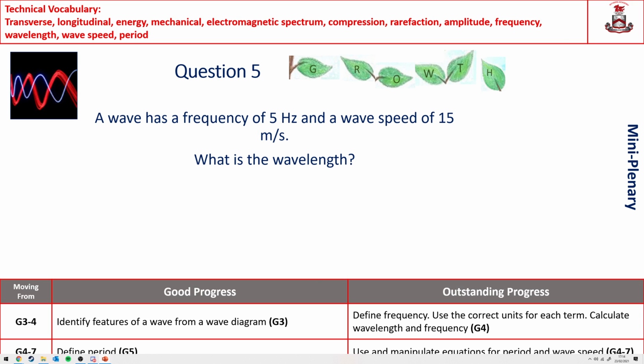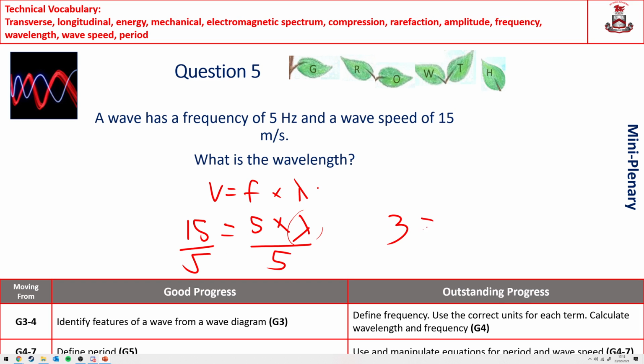Question 5. A wave has a frequency of 5 hertz and a wave speed of 15 meters per second. So wave speed equals frequency times wavelength. Frequency is 5. Wave speed is 15. So what do we do? We need wavelength by itself. So we have to get rid of the 5, divide both sides by 5. You get 3 equals the wavelength, and that's 3 meters.